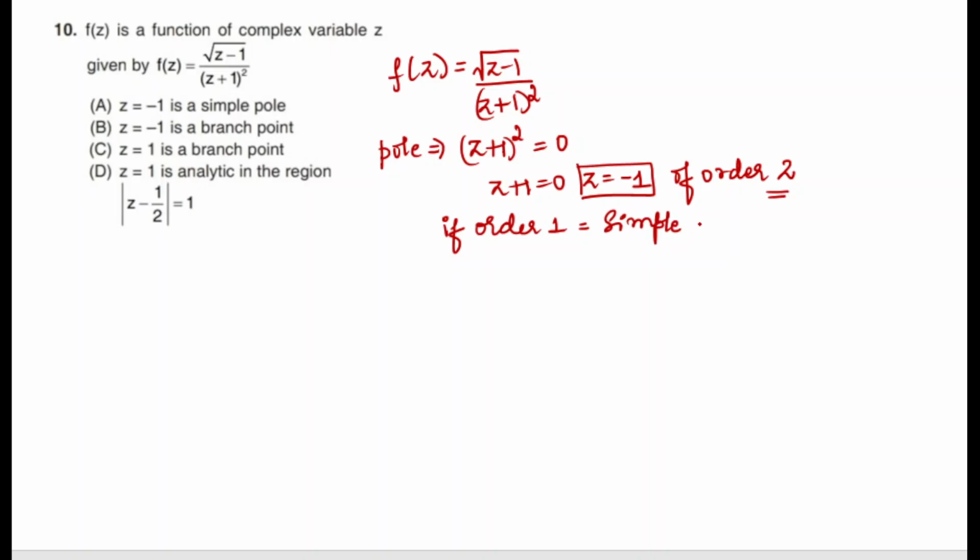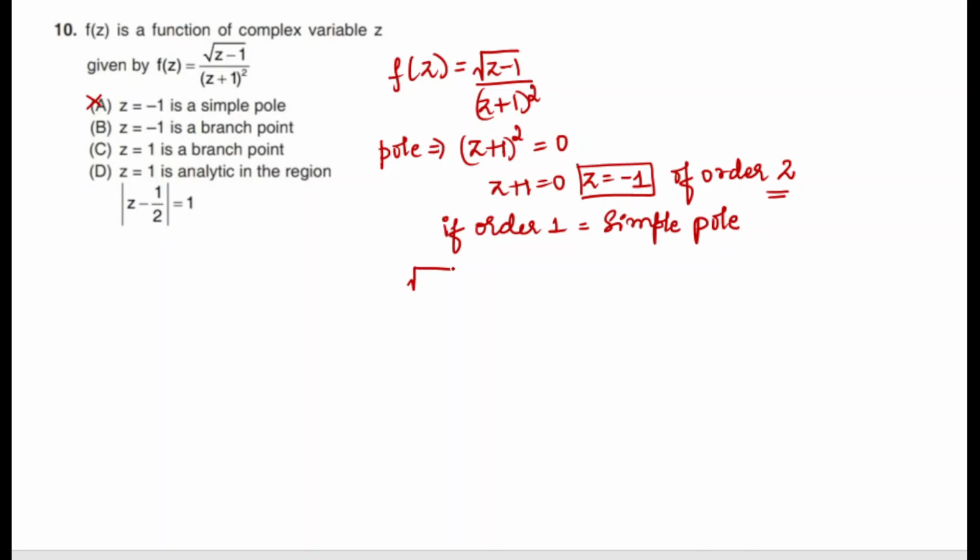Now look at the options. They are asking: z equal to minus 1 is a simple pole? No, z equal to minus 1 is not a simple pole. It is a pole of order 2. Option A is wrong. And z equal to minus 1 is a branch point? Now we shall calculate the branch point. Here z equal to minus 1 is again a pole of order 2. It won't be the branch point.